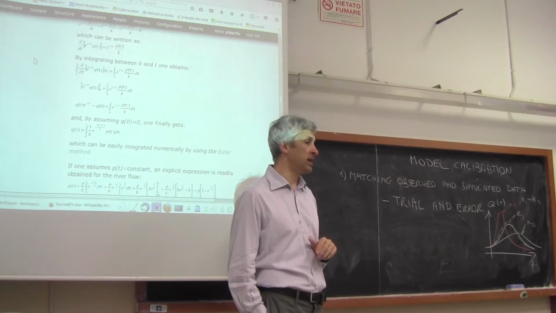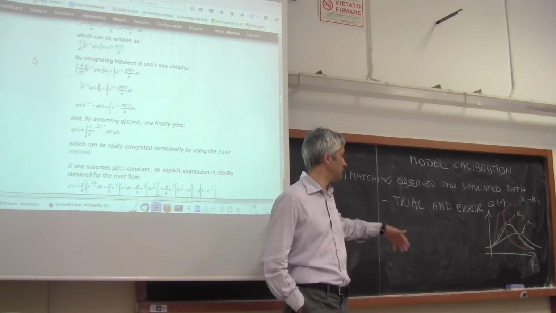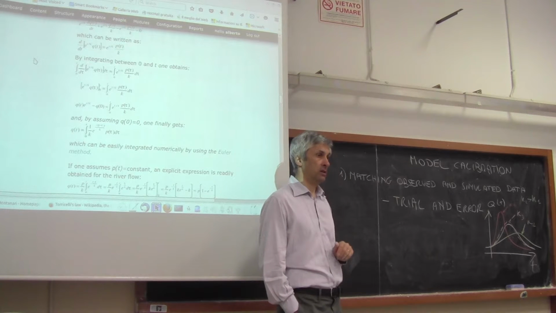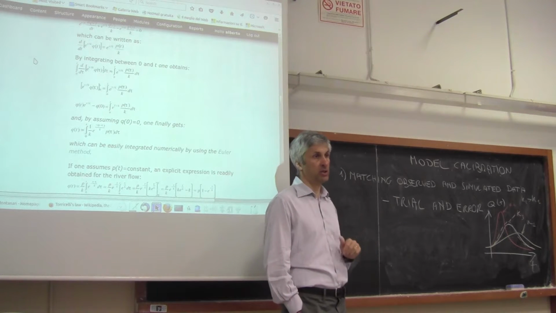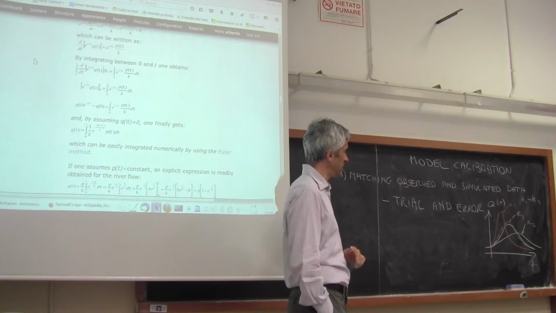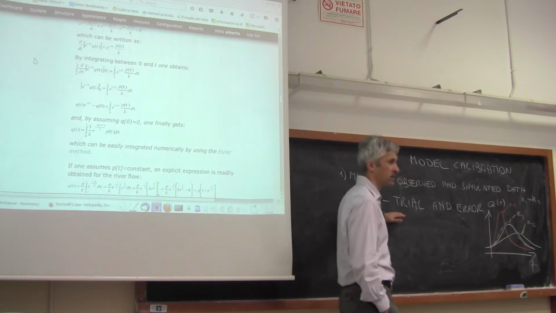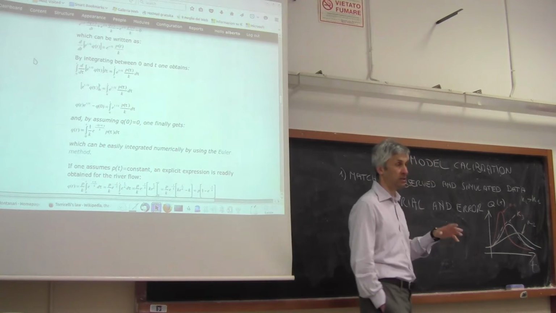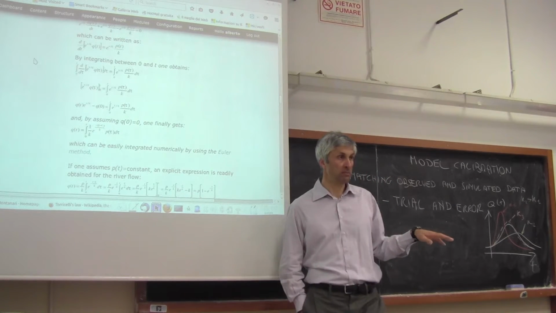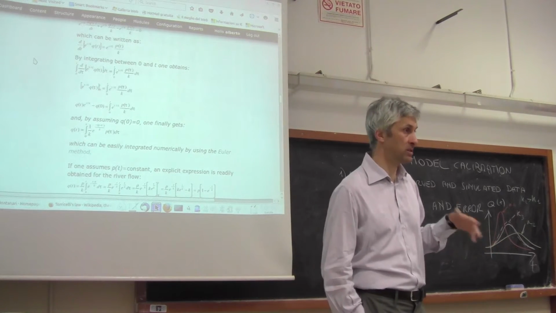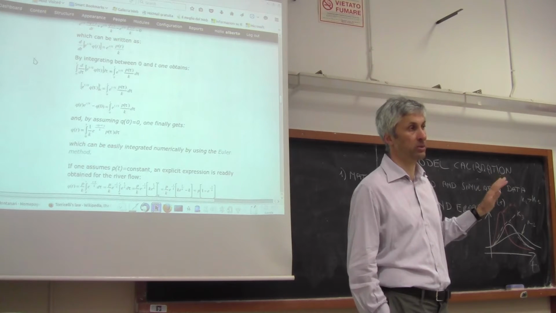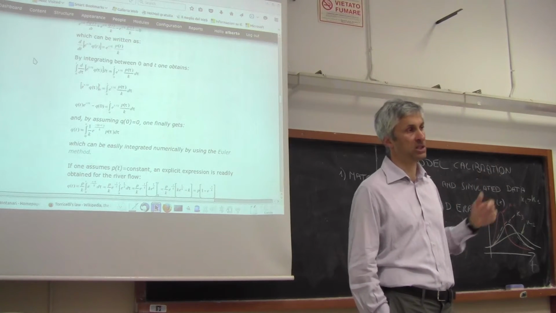So at a certain stage, with the trial and error procedure, you could make the calibration. And you will see that it's very easy to make a trial and error procedure, because with the computing means that we have today, it's very fast to run a simulation with the linear reservoir. It takes less than 1 second.